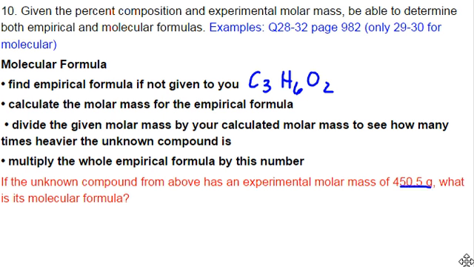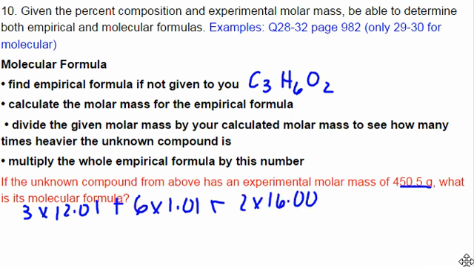So I know the empirical. So next I need to know how much would the empirical formula weigh? So 3 times 12.01, 6 times 1.01, plus, there's plus here, not a times, that'll make a big difference, plus 2 times 16. So if I go ahead and add that up, it's not going to be anywhere near that 450, but let's see what we have.